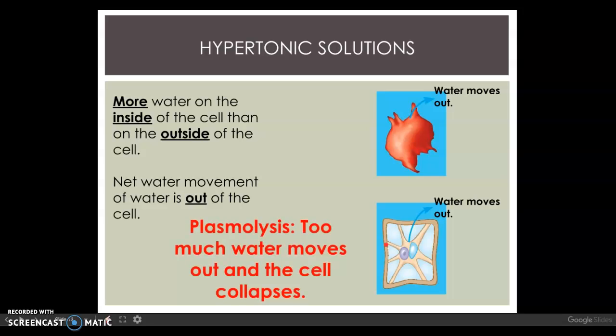Sometimes, because too much water is moving out, we go through this thing called plasmolysis. It will mostly just refer to animal cells because they don't have that cell wall. Too much water can move out and the cell can collapse.